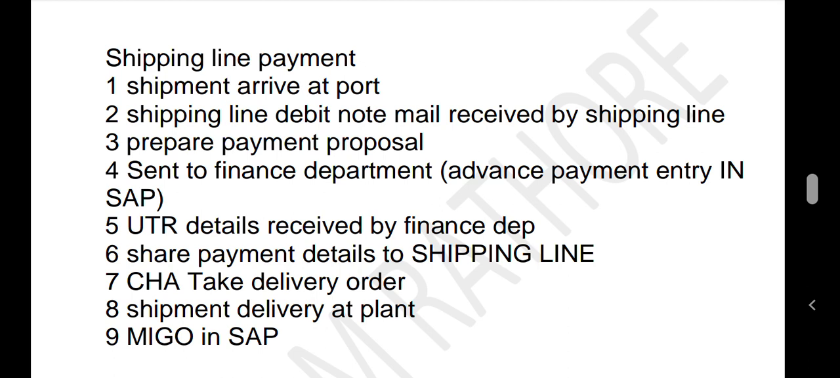So in this session we have understood the process of releasing payment for shipments. The shipping line sends a debit note, we share this debit note with our finance department, and the finance department releases the payment. It's not hard to release. It's a simple set of steps we need to follow with our department, and in such a way the shipment is delivered by the CHA at our plant.